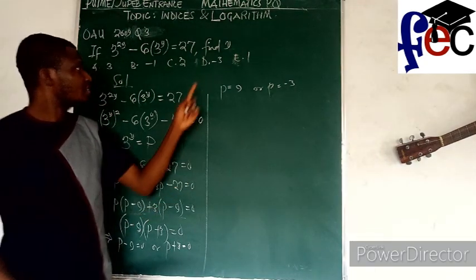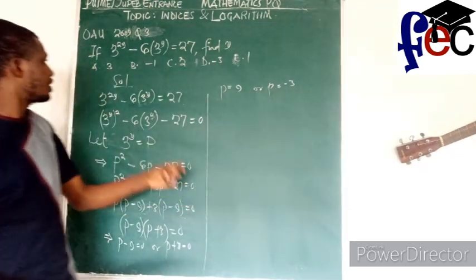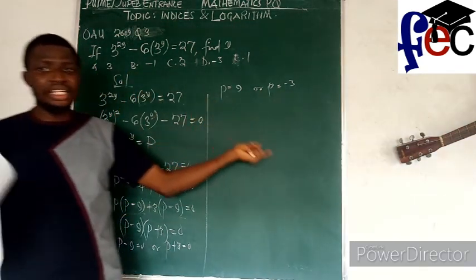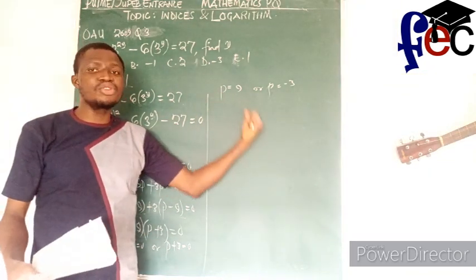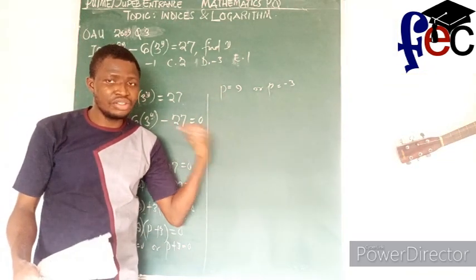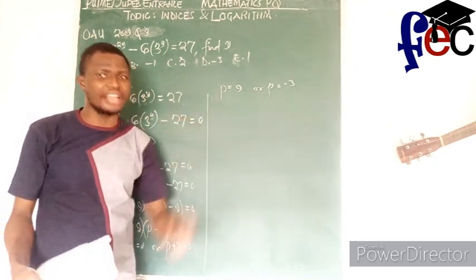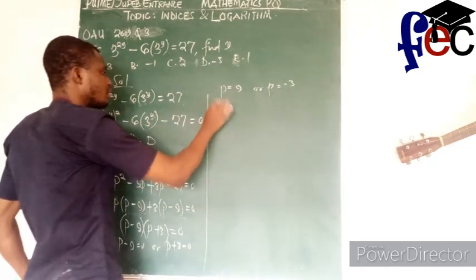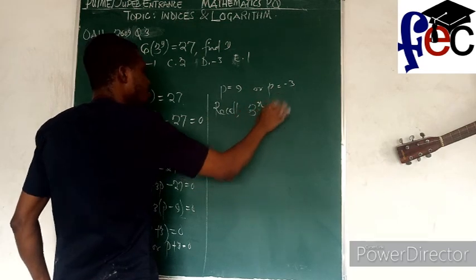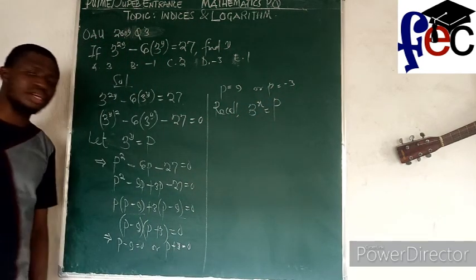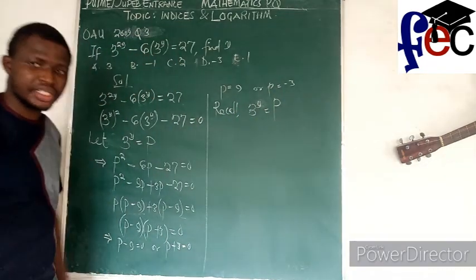Alright, they asked us to find the value of y. Okay, now you see 9, you see minus 3. There is no 9 here, so you are likely to think that minus 3 will be the answer, but you have to be very careful. We were the one that introduced p, alright, not them asking us to find the value of p. We are to find the value of y. So we will now need to recall that our 3 raised to power y was represented with p.